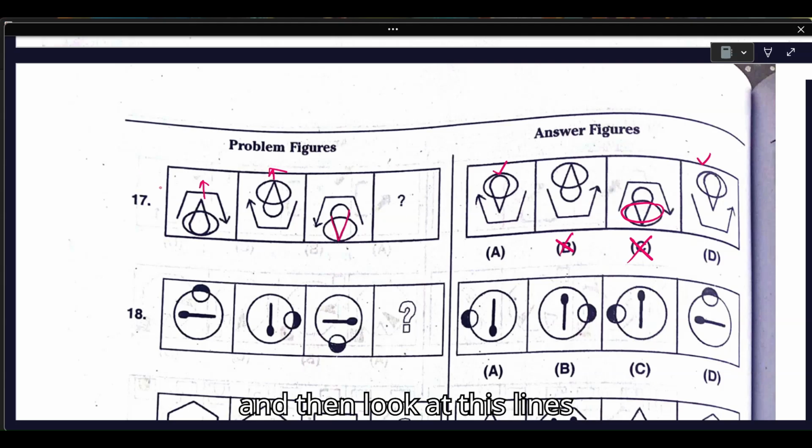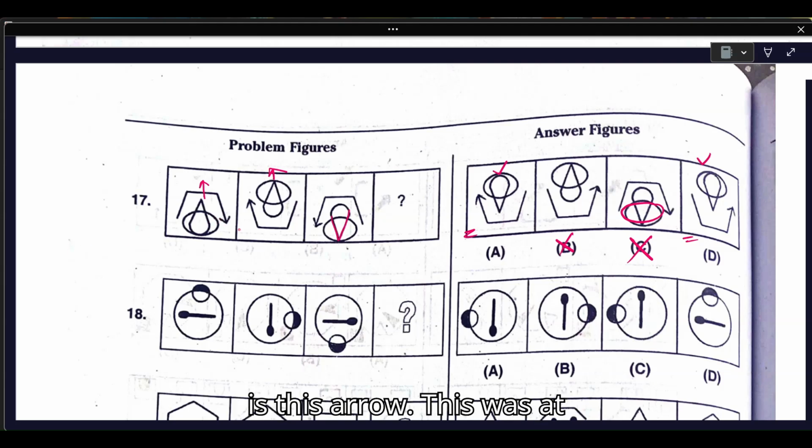And then look at these lines, 3 lines and a triangle. This was up and then it came down, and in the third figure it is up, so in the fourth figure it should be down, right? So this is also down and this is also down. So let's look at the angles as a final thing.